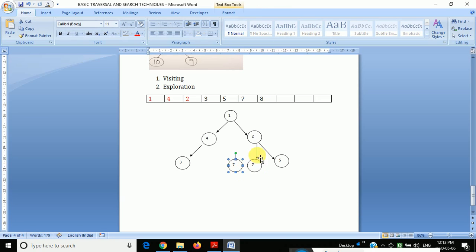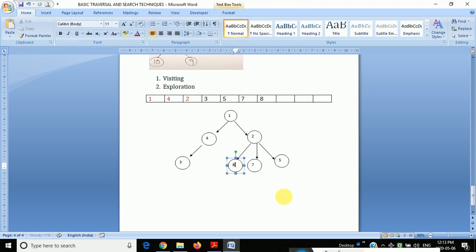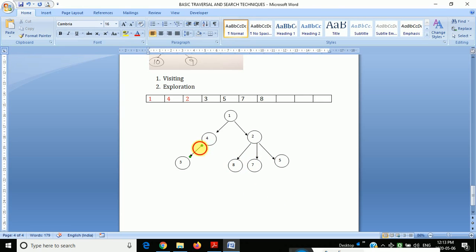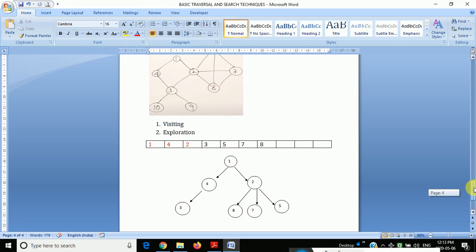You can forward the video at 2x or 3x speed. In YouTube you can forward it, because you cannot wait while I am drawing like this. 5, 7 and 8, it is done. Okay, like this we have to draw. Now 2 is visited, it is done.